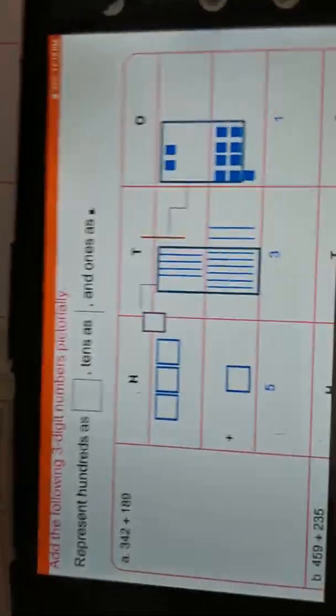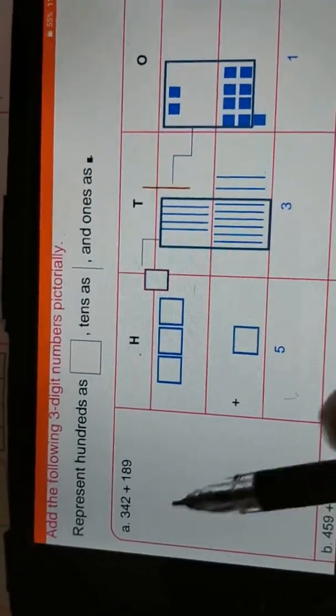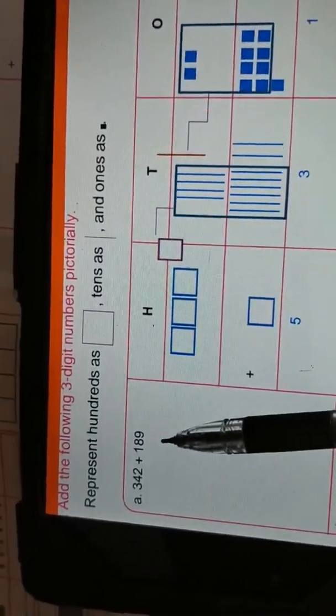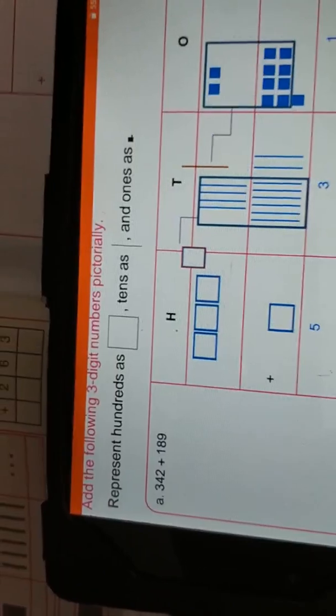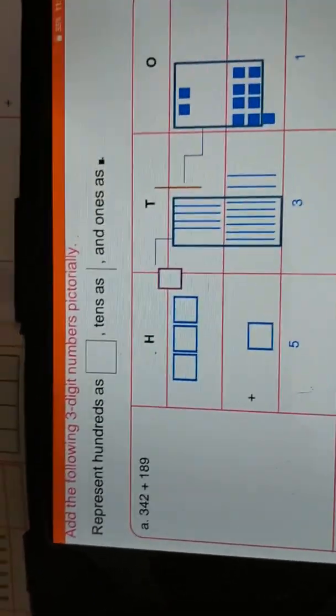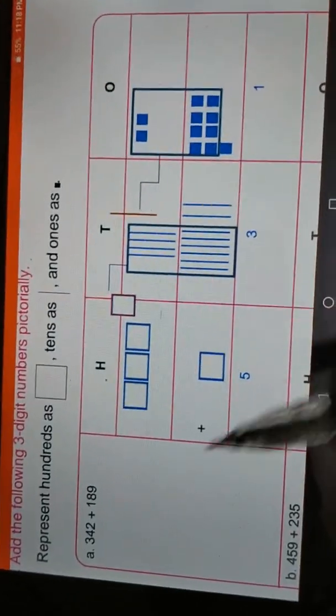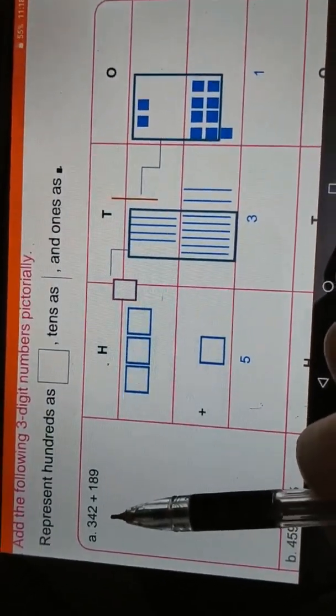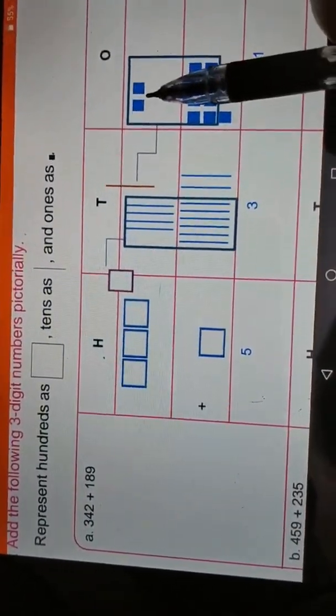So students, 342 plus 189 is there. First of all we have to draw the place value box. We have to write here ones, tens and 100. After that, in the ones place, the number is 2, so we have to draw 2 boxes here.